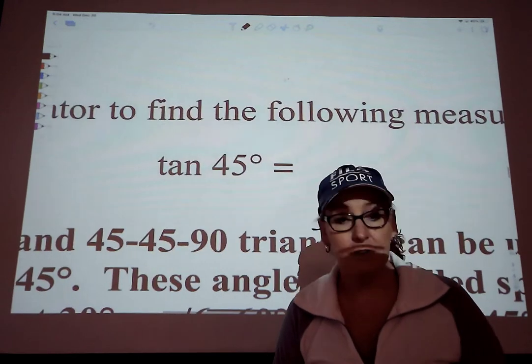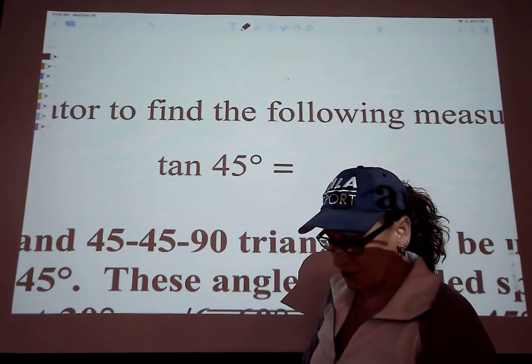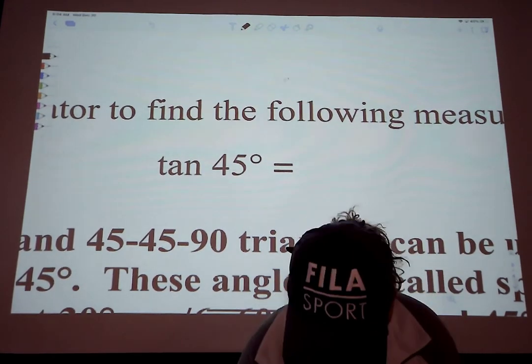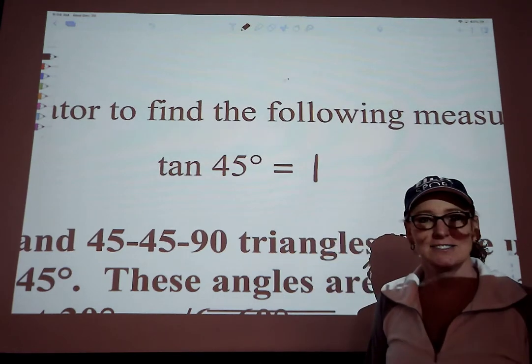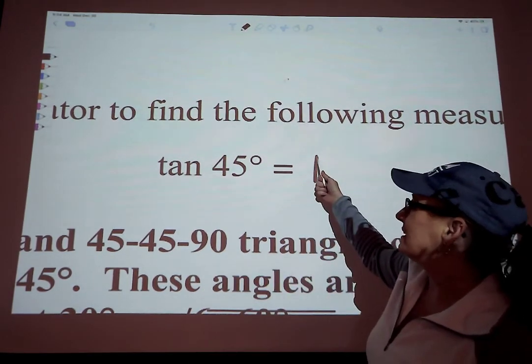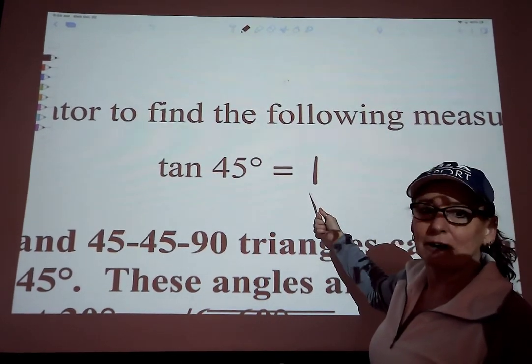Tangent. For this angle, I don't have a picture, but I have a calculator. So I'm going to go tangent, 45 degrees. Ooh, that was nice. That's my fraction. That is how the opposite and the adjacent compare to each other.